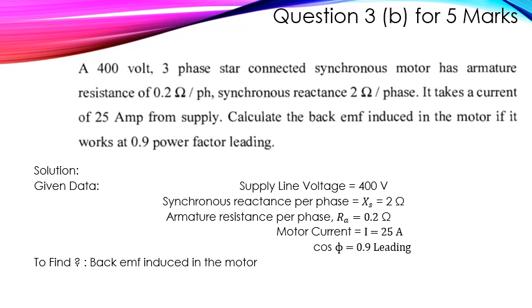The given data is line voltage 400 volts, synchronous reactance per phase Xs is 2 ohm, then armature resistance per phase Ra is 0.2 ohm, motor current is 25 ampere and power factor is 0.9 leading. And what we have to find, we have to calculate the back EMF induced in the motor if the motor works at 0.9 power factor leading.